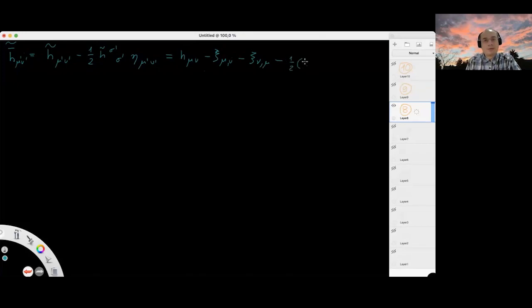So let's see what happens with h bar after this transformation. h bar tilde mu nu is basically h tilde mu nu minus 1/2 h bar tilde sigma sigma eta mu nu, which is h mu nu minus psi mu,nu minus psi nu,mu minus 1/2 h sigma sigma minus psi sigma,sigma. There are two terms of this kind, so we are raising one of the indices and taking the trace. This is what we get, times eta mu nu.